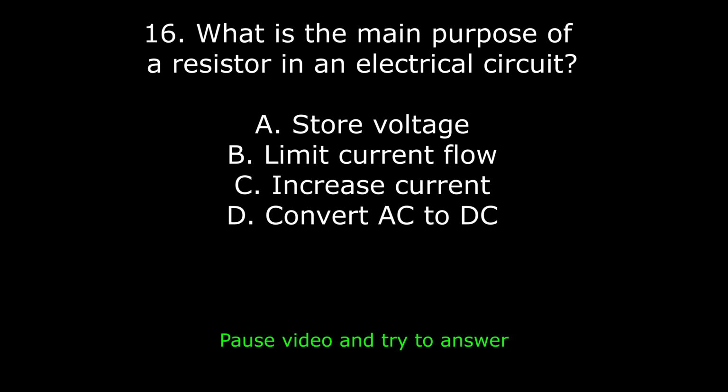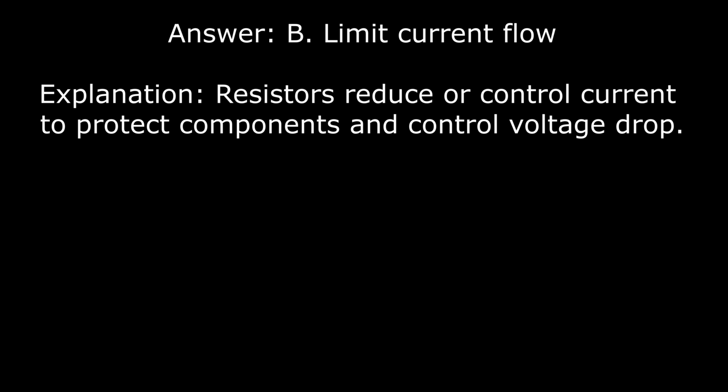16. What is the main purpose of a resistor in an electrical circuit? A. Store voltage. B. Limit current flow. C. Increase current. D. Convert AC to DC. Answer B. Limit current flow. Explanation: resistors reduce or control current to protect components and control voltage drop.